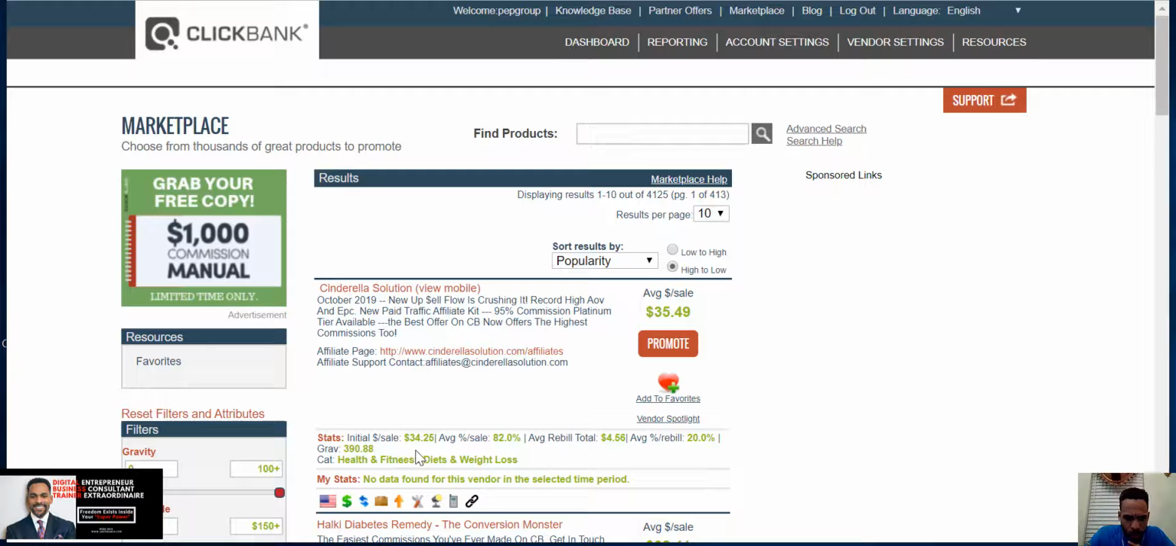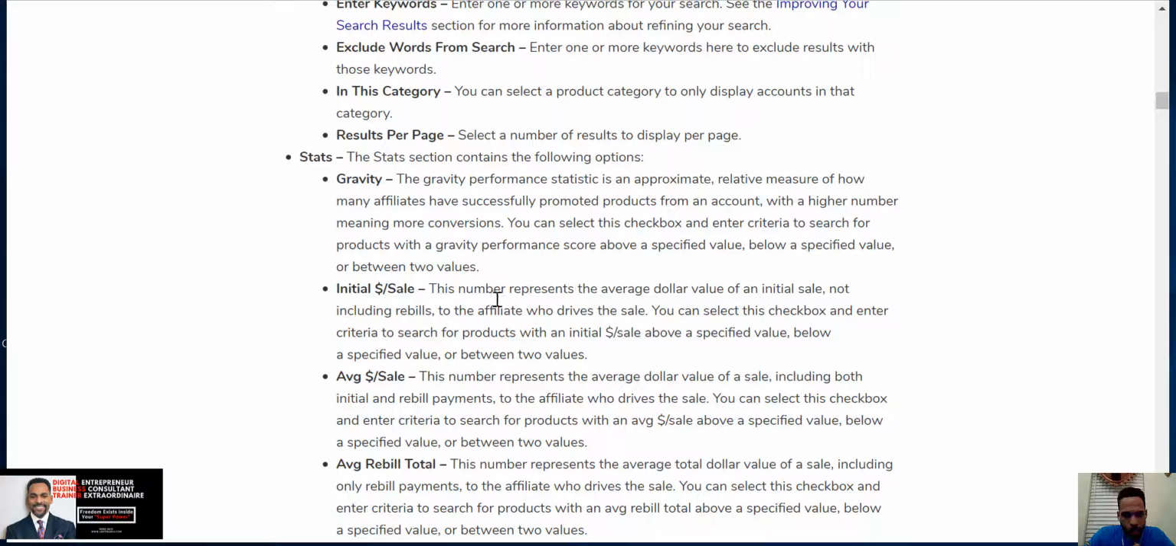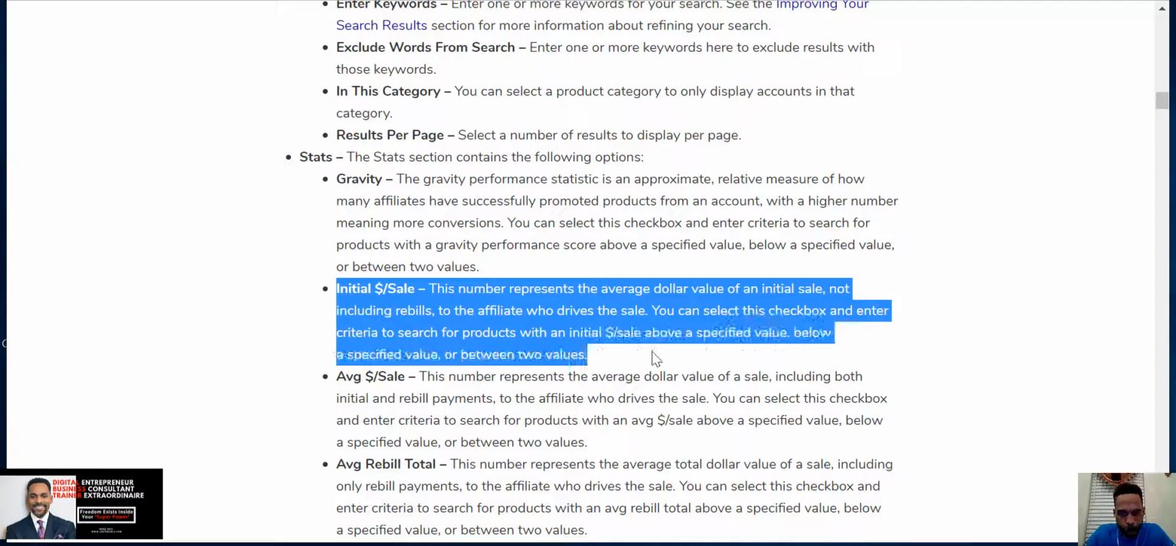So let's go down here to the stats. Basically, initial dollar per sale. Let's go back to the definition here, because I don't want anybody saying Jay Burch, the messenger's making things up. All right, so the initial dollar per sale, this number represents the average dollar value. This is where I'm reading right here, guys. So this number represents the average dollar value of an initial sale, not including rebills, to the affiliate who drives the sale. So who is the affiliate driving the sale? Well, that would be me, or that would be you.